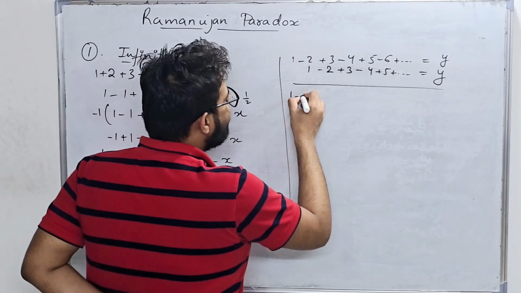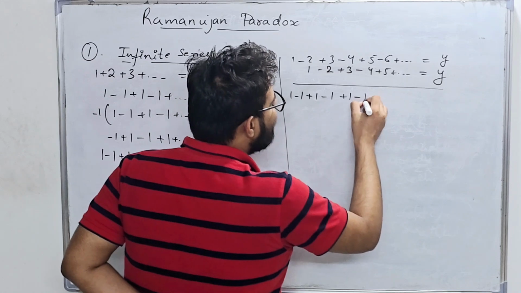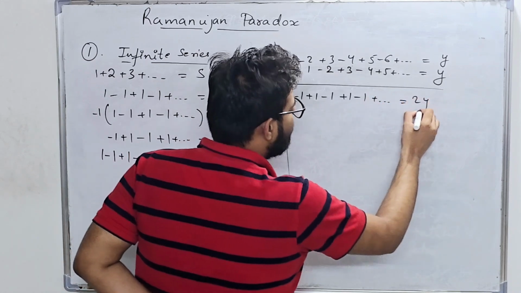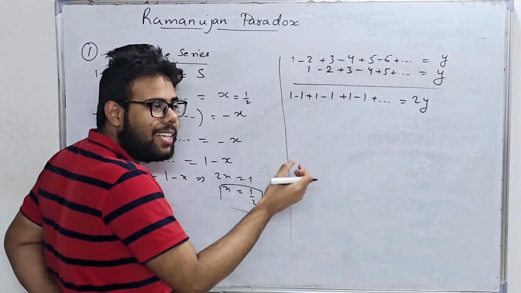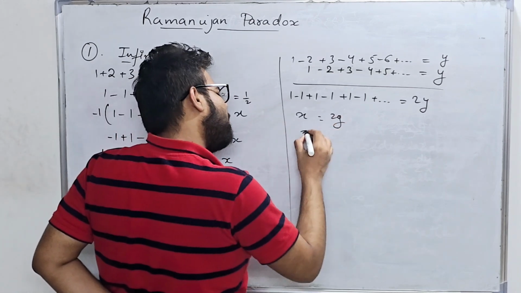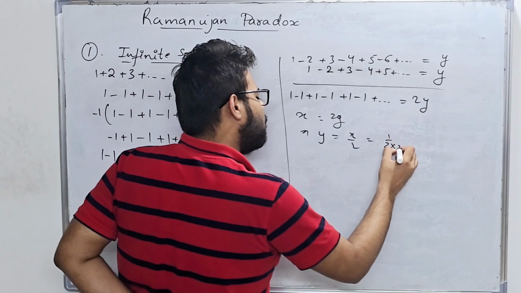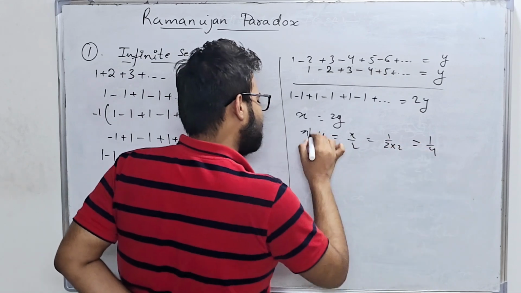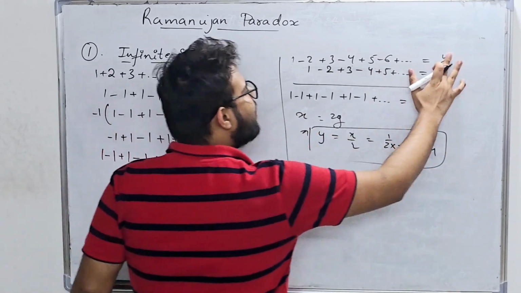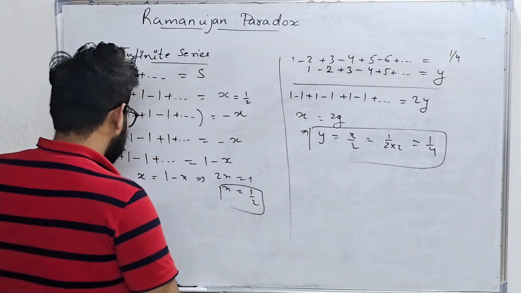What you will get? 1 minus 1 plus 1 minus 1 plus 1 minus 1 plus dot dot is equal to y. But what is it? It is equal to x, and x was 1 by 2. So x is equal to 2y, which implies y is equal to x by 2, and x was 1 by 2, so 1 by 2 into 1 by 2, which is equal to 1 by 4, which means that this series is 1 by 4.